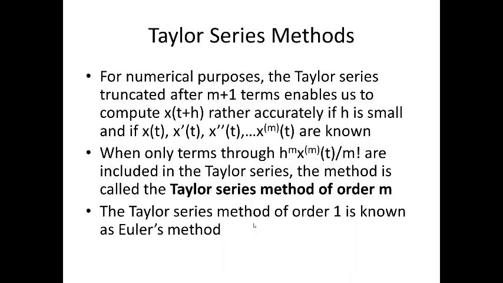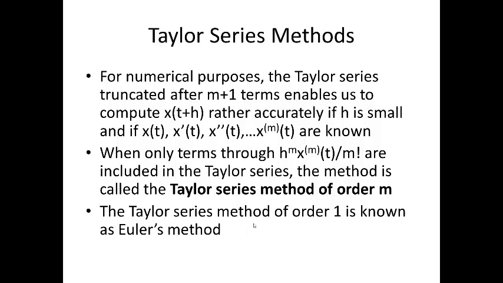So, for numerical purposes, a Taylor series truncated after m plus 1 terms enables us to compute x of t plus h rather accurately if h is small and if x of t, x prime of t, x double prime of t, all the way to the mth derivative of x at t are known. When only the terms through h to the m times the mth derivative of x at t divided by m factorial are included, the method is called the Taylor series method of order m. Taylor series method of order 1 is known as Euler's method.